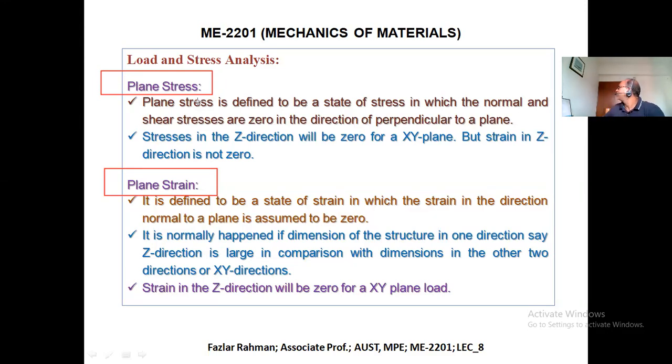Okay. So right over here, what is the definition of plane stress? It says plane stress is defined to be a state of stress in which the normal and shear stresses are zero in the direction perpendicular to a plane. For example, you have a table, right? On the table, you see there is no load along the x and y direction.